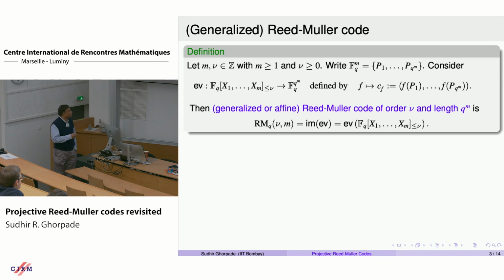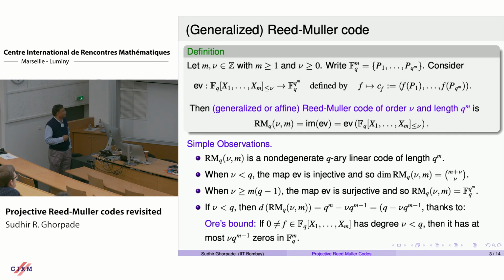So I get this way an evaluation map, which I denote like this, and the image of this evaluation map, this is obviously a linear map, so the image would be a linear subspace of F_q to the power q^m. That's what I call a Reed-Muller code. So this is more or less copying from Delsarte, Goethals, MacWilliams. So that's what we shall mean by Reed-Muller code, and there are some simple observations you can quickly make.